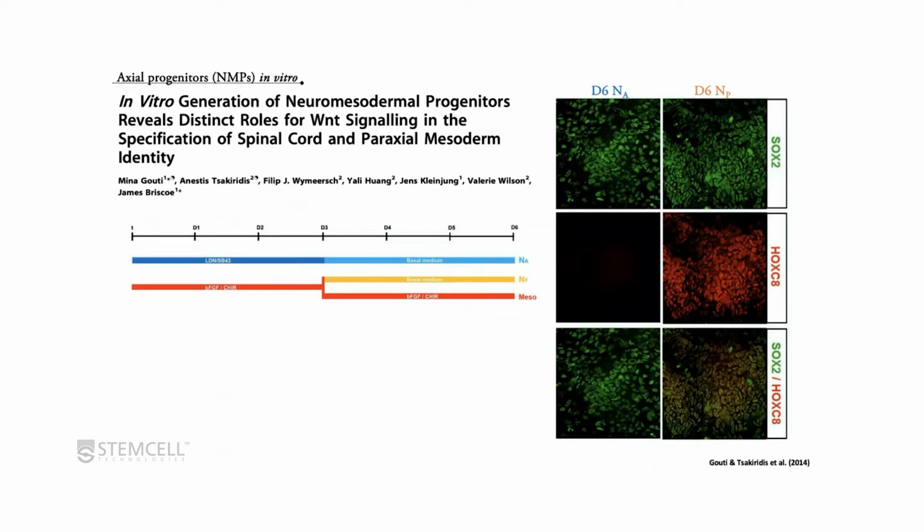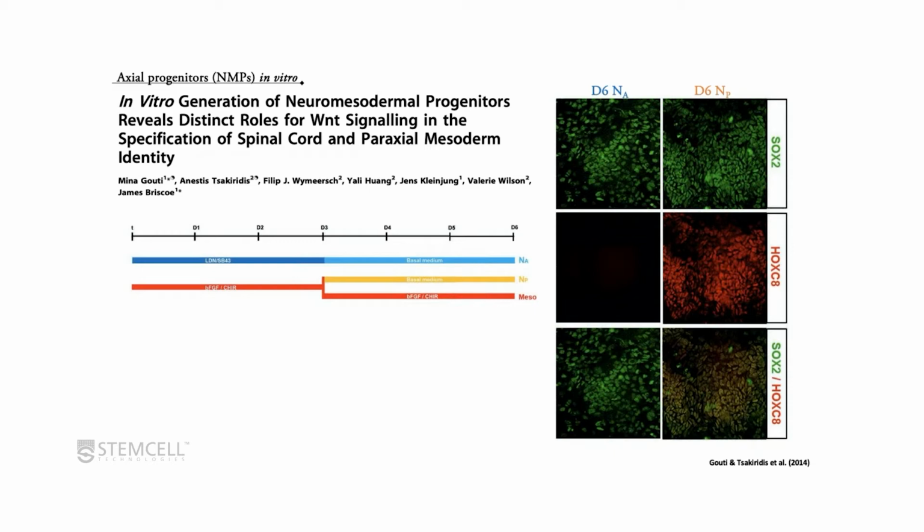In 2014, a collaborative effort between Valerie Wilson, James Briscoe, Mina Gouti, and Anestis Tsakiridis resulted in a publication that demonstrated that axial progenitors, or at least axial progenitor-like cells, could be generated from both mouse and human pluripotent stem cells with the application of both FGF and Wnt signaling.